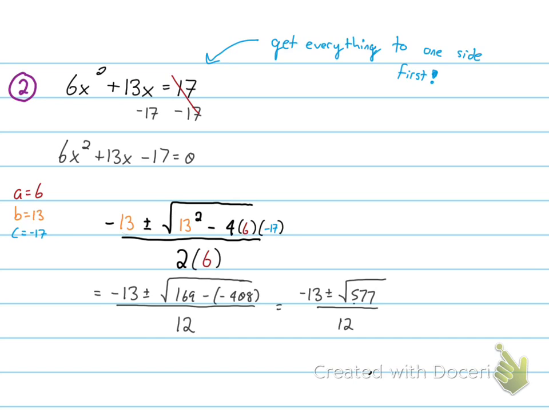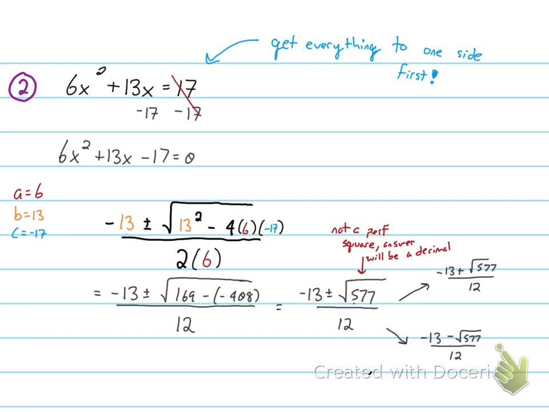And then you'll notice here, 577 isn't a perfect square, so your answer is going to be a decimal. So even if I tried to, I couldn't factor that original equation, making the quadratic formula necessary here. So I'll do negative 13 plus square root of 577 and negative 13 minus square root of 577, over 12. You'll just go ahead and do this in your calculator, and you would get positive 0.918 and negative 3.085.